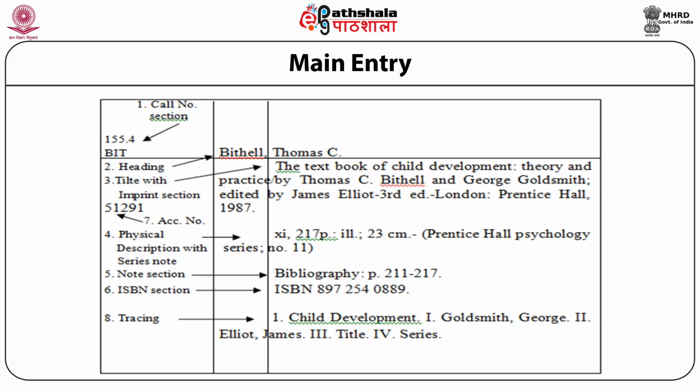Now this title page has been catalogued and the main entry includes the following information. On the leading line, in the margin, the call number is given, 155.4 BIT. It is the call number of the book and this section is known as the call number section. Then the heading section is given as Bethel, Thomas C. This is the heading section. Third section is title with imprint section. It starts from the second indentation: The Textbook of Child Development. It is the title, colon, Theory and Practice.